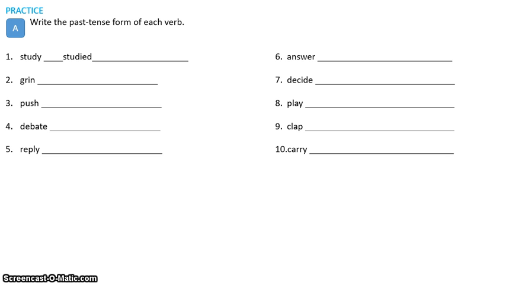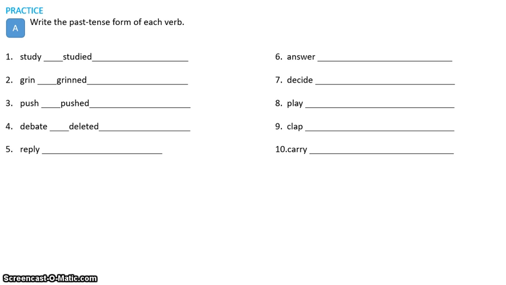Now, number 2 is that tricky one where you have to double the N, because it's a short vowel sound in front of the consonant. Double the N and then add ED. So it should be grinned. Number 3 is going to be pushed. Just add the ED to the H.